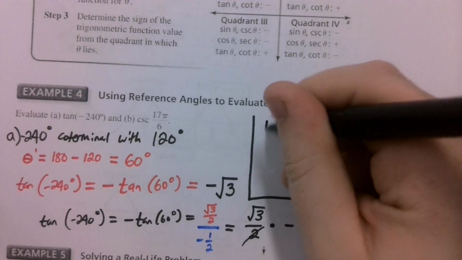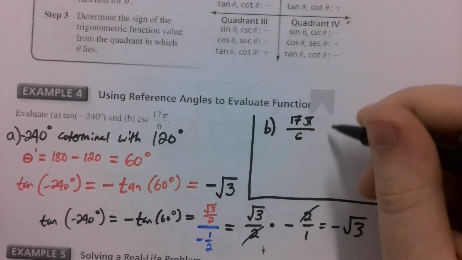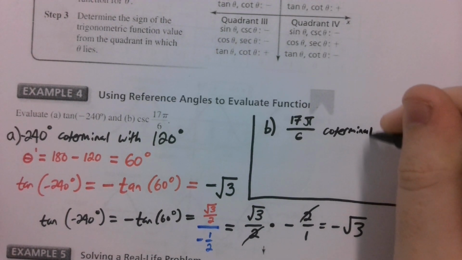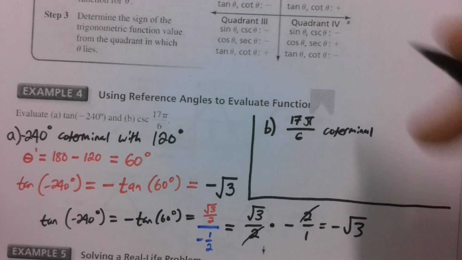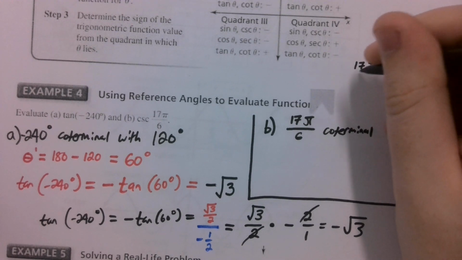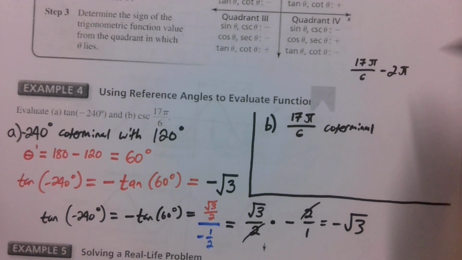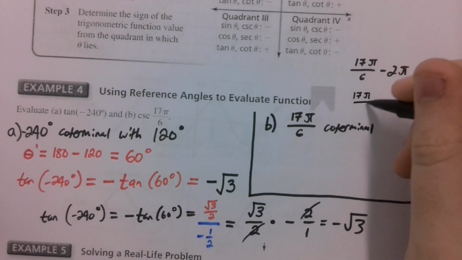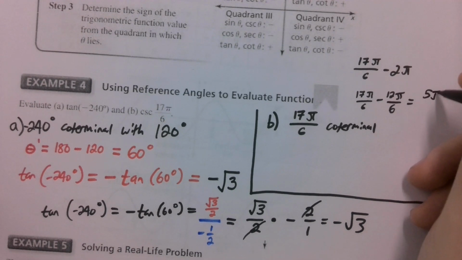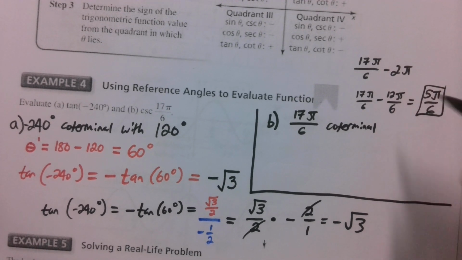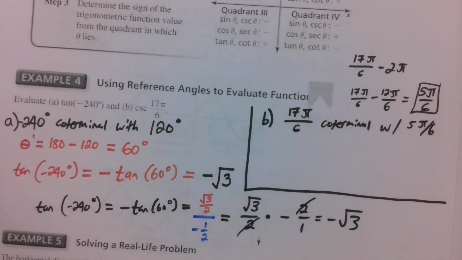So everybody, let's first try and figure out what's coterminal with 17 pi over 6, because 17 pi over 6 is huge. To figure out what's coterminal, we can subtract multiples of 360 degrees, or 2 pi. So what's 17 pi over 6 minus 2 pi? Well, 2 pi is the same as 12 pi over 6. So that gives us 5 pi over 6. That's the radians that we're doing. So 5 pi over 6 is really what we're trying to figure out the cosecant of.